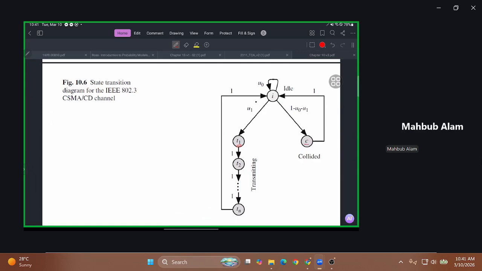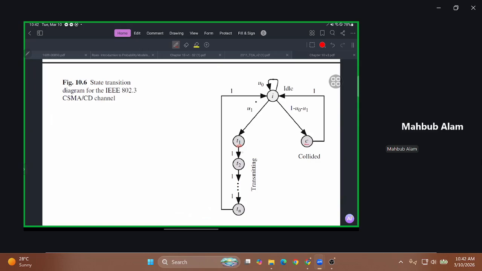If it goes to C, then after a time period T, the state of the Markov chain will be idle because the stations will detect that a collision occurred. All the collided stations will stop their transmission and come back to the idle state. On the other hand, if a single station starts the transmission, then what happens? The single station will start the transmission, and a time period of t equal to tau c will pass without any intervention from other stations.